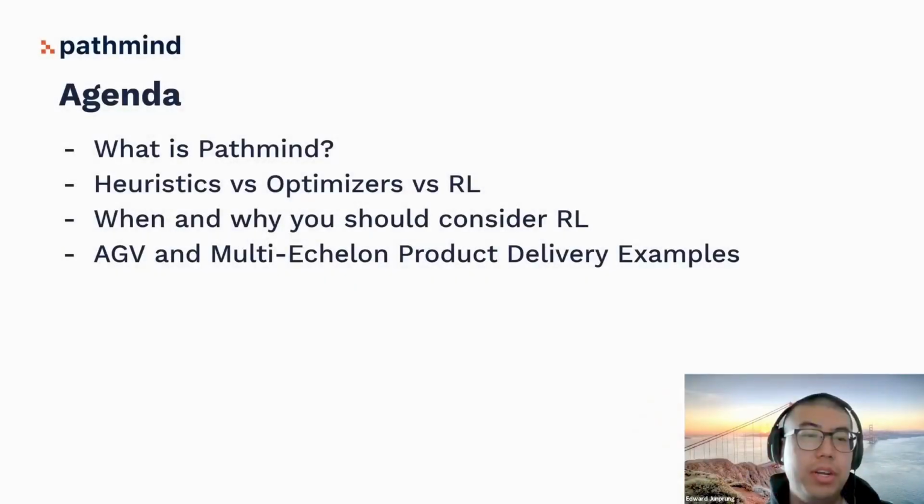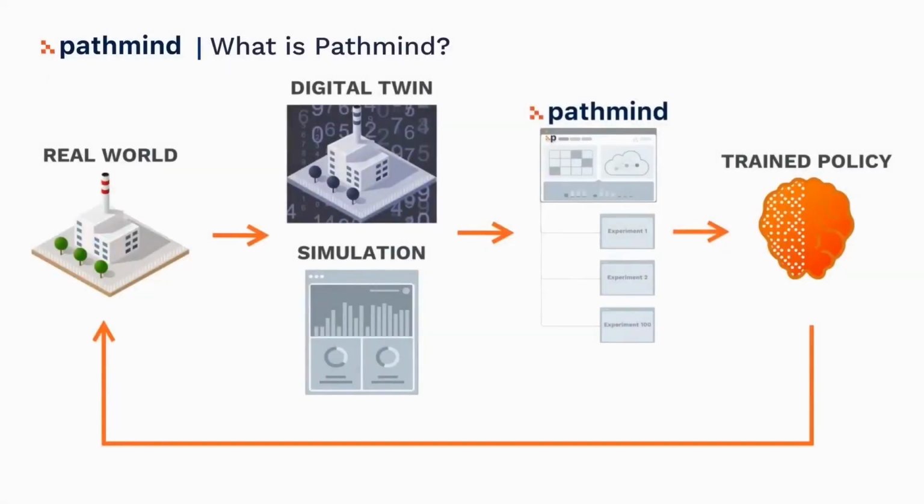In today's webinar, we will provide an overview of Pathmind, a comparison of heuristics, optimizers, and reinforcement learning, when and why you should consider reinforcement learning, and finally a walkthrough of two examples, an HPV example and a multi-echelon product delivery example. So just to start with, what is Pathmind?